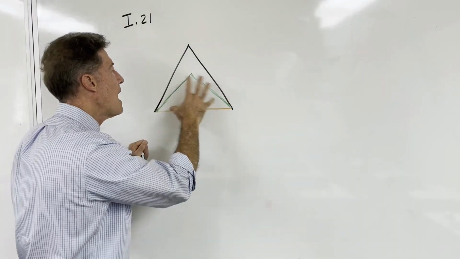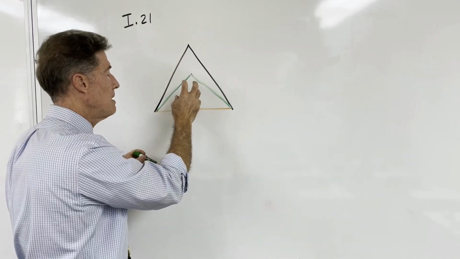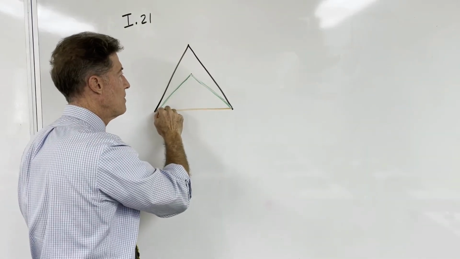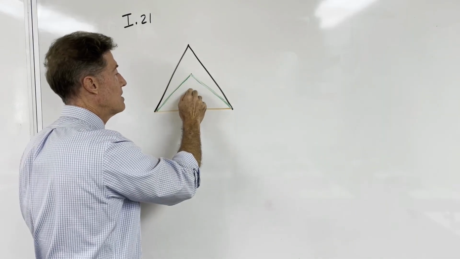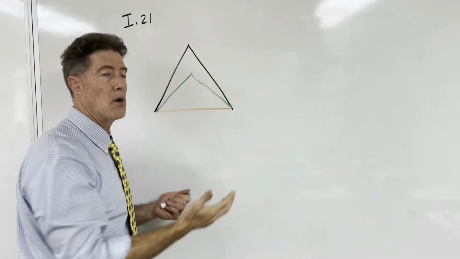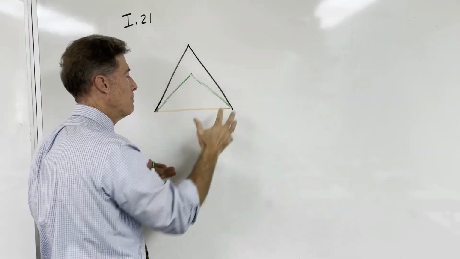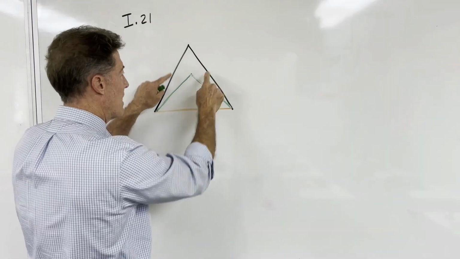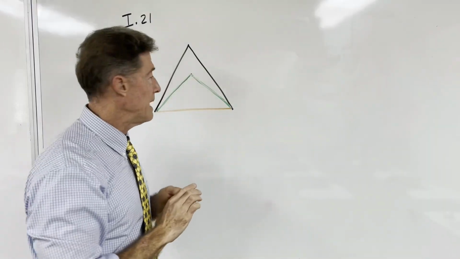Now, notice what we're not doing is we're not comparing triangles, because if we were, this would be immediately evident. We could immediately say that the triangle in green is less than the triangle in black, because this is clearly a part and this is clearly the whole, and the part is always less than the whole. But we're not saying that. We're just trying to compare these two legs of the triangle to these two legs of the triangle. And to do that, we're going to have to use Proposition 20.